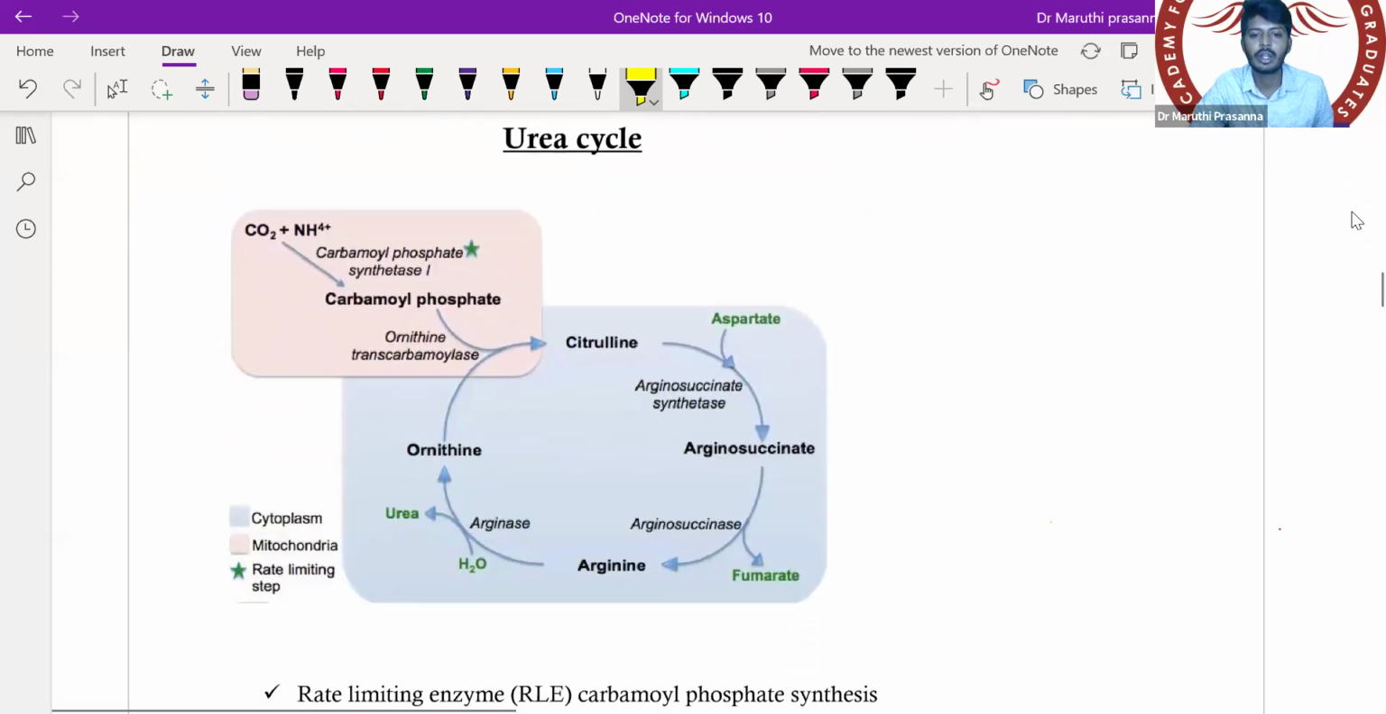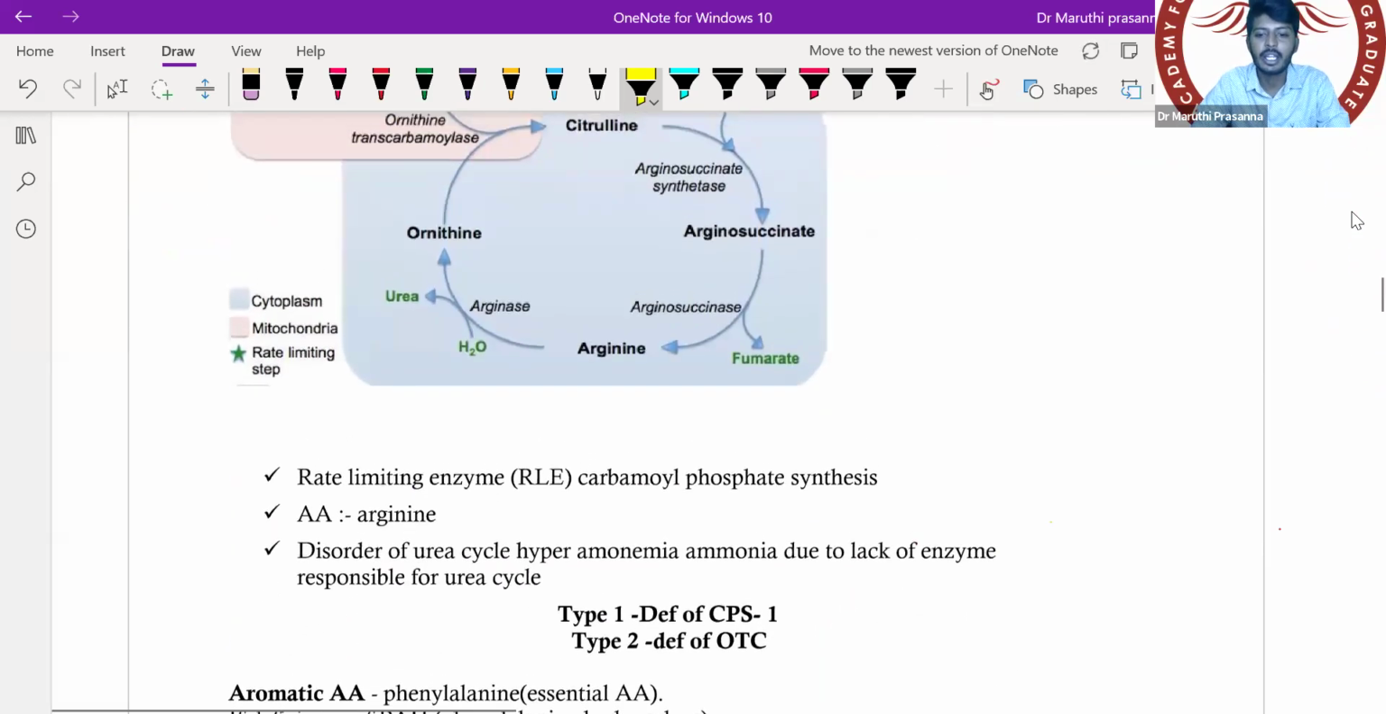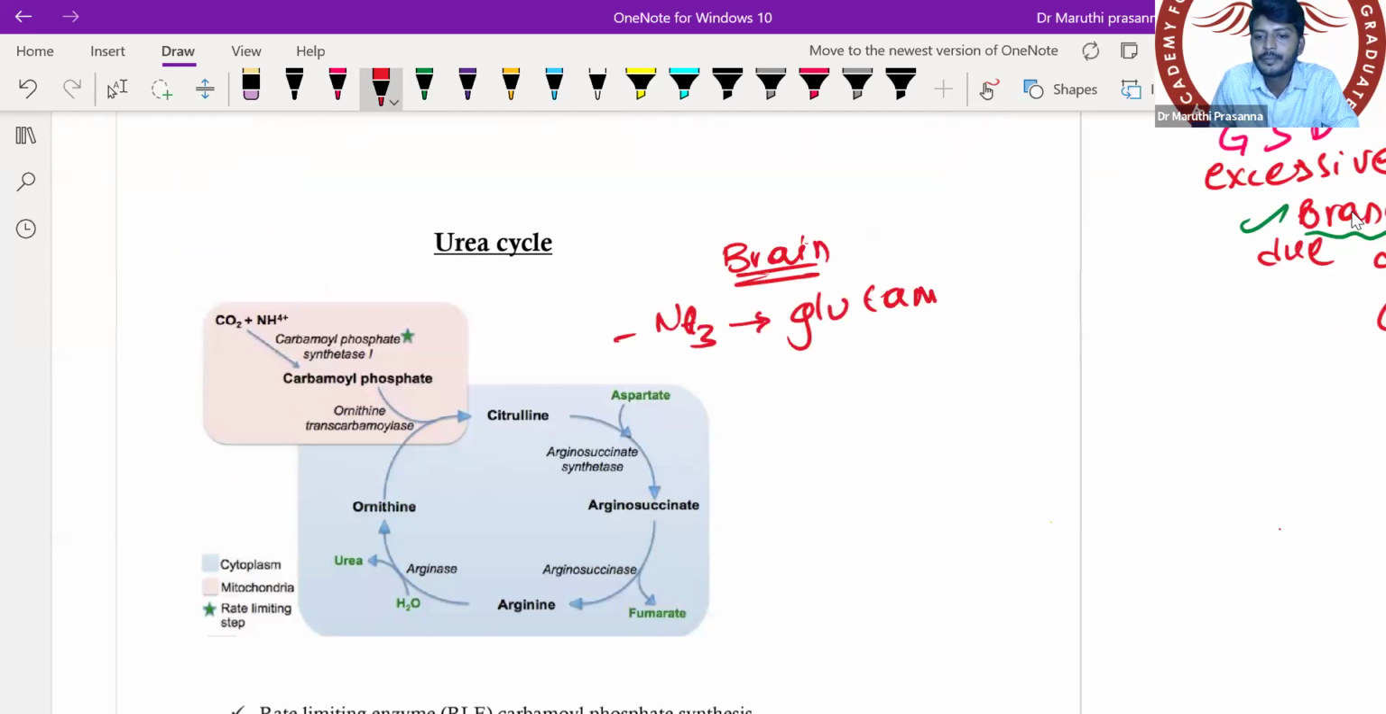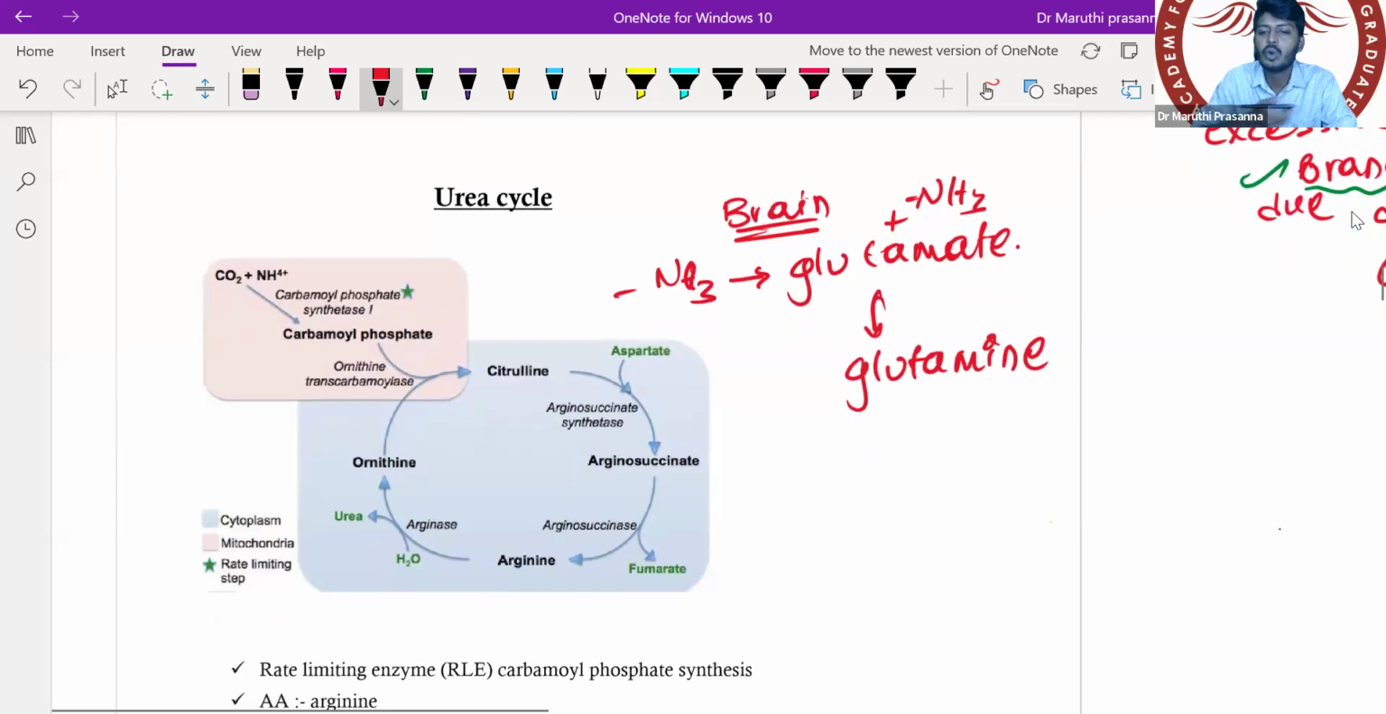To talk about it, we need to learn about the urea cycle. What is that? When speaking of the urea cycle, first and most importantly, let's understand the brain. In the brain, whatever ammonia is present will be taken by glutamate. Glutamate taking up ammonia, we call it glutamine. Now this glutamine is transported to the liver. Glutamine comes to the liver.